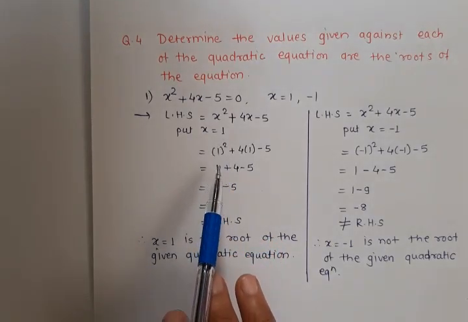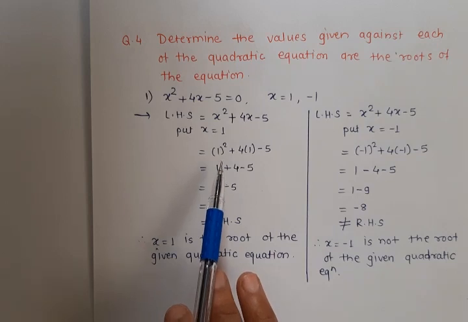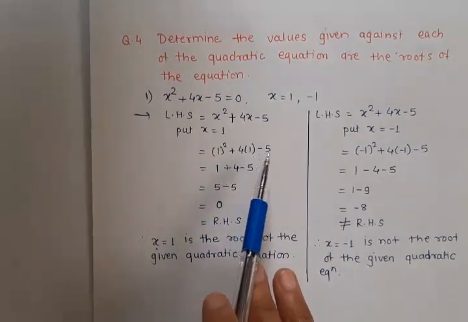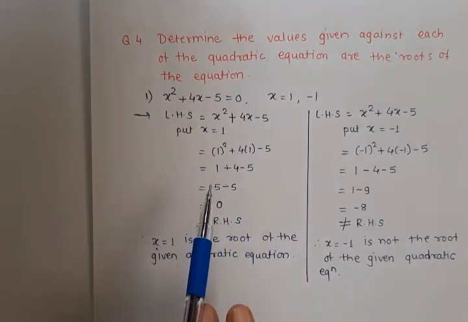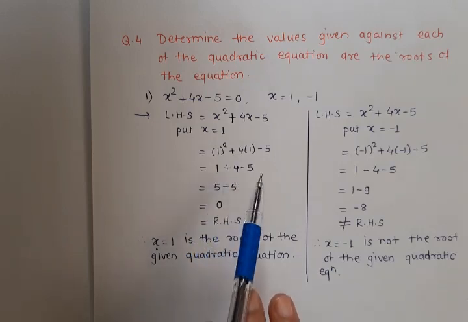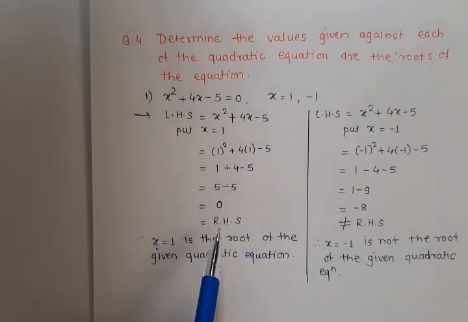After substituting the value x equals 1, we get 1 square plus 4 into 1 minus 5. After solving we'll get 1 plus 4 minus 5, that is 5 minus 5 equals 0. That means this is equal to the right hand side. So LHS equals RHS. So we can say that x equals 1 is a root of the given quadratic equation.